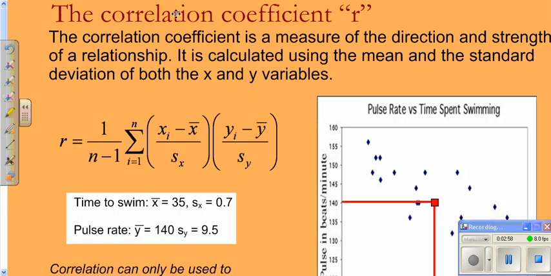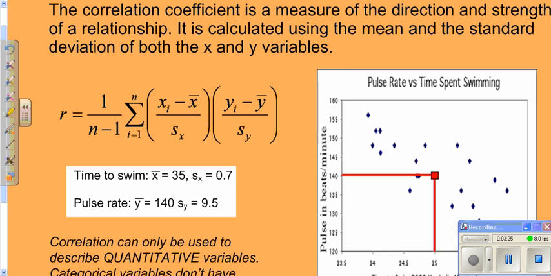So now let's take a look at the correlation coefficient. The correlation coefficient gives us a numerical measure for strength and direction. When r is positive, it's a positive association. When r is negative, it's a negative association. Meaning, if it's positive, your graph goes up as you go to the right. If r is negative, it goes down as you go to the right.